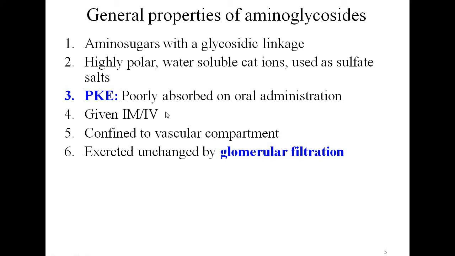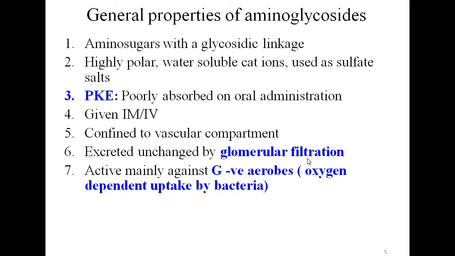Being highly water soluble, the aminoglycosides are excreted mostly unchanged by glomerular filtration. Therefore, the elimination of aminoglycosides is dependent on renal function. They are active mainly against gram-negative aerobes. Why gram-negative aerobes is because the uptake of the aminoglycoside by the bacteria is an oxygen-dependent process.